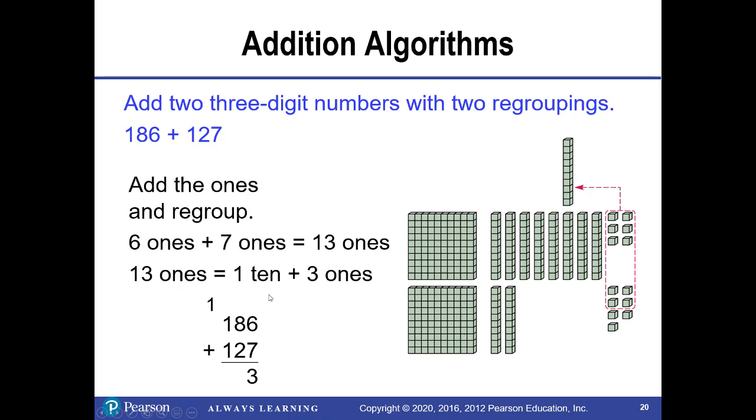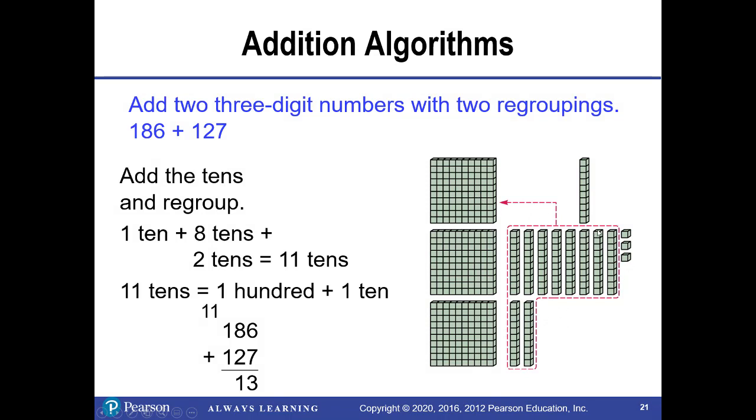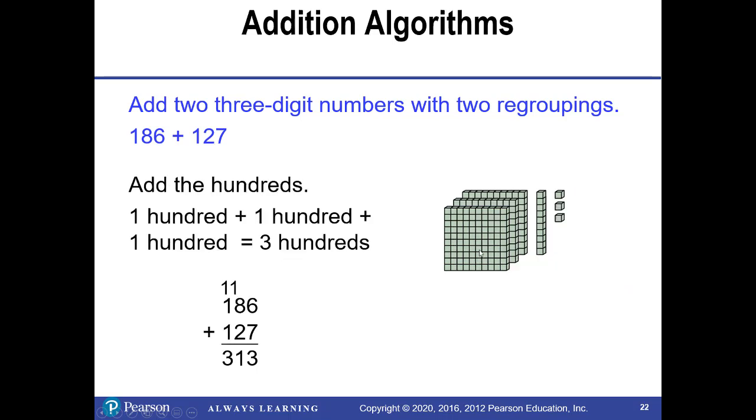And so we end up with 3 ones, and then we have one more 10 to join to our group. Then we add our tens together and regroup. So we have 8 tens from this number, 2 tens from this number, and 1 ten left from our regrouping. So we have 11 tens. We know if we get to 11 tens, we have to trade or regroup. So we have 1 ten, 3 ones, and then we've regrouped our tens into 100. So we now have 300. So we have 313.